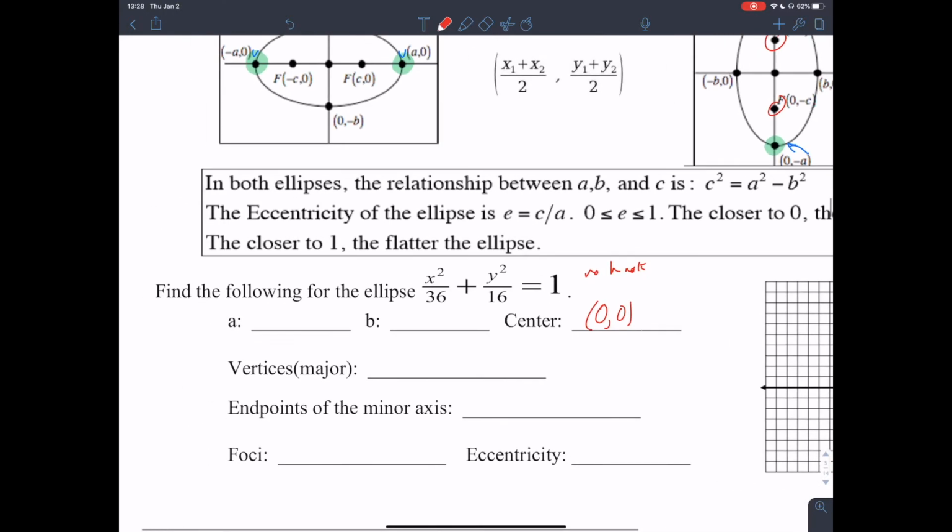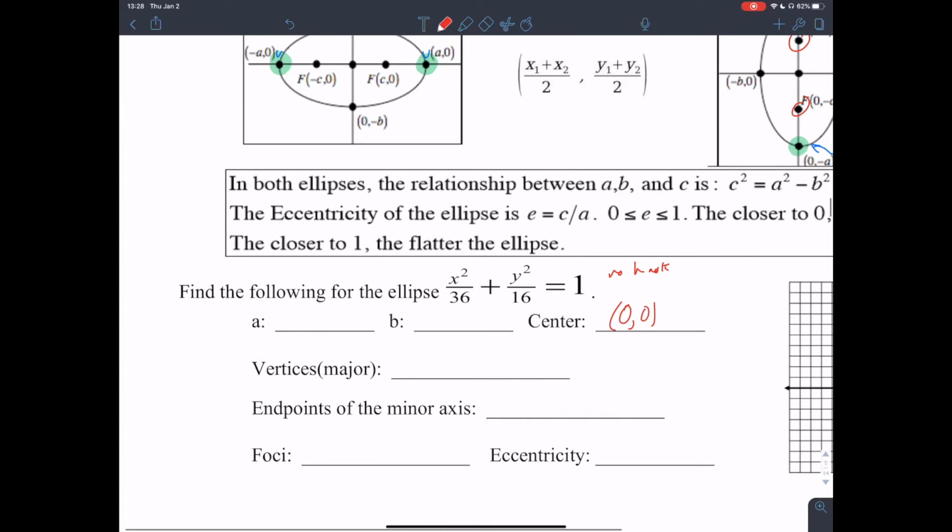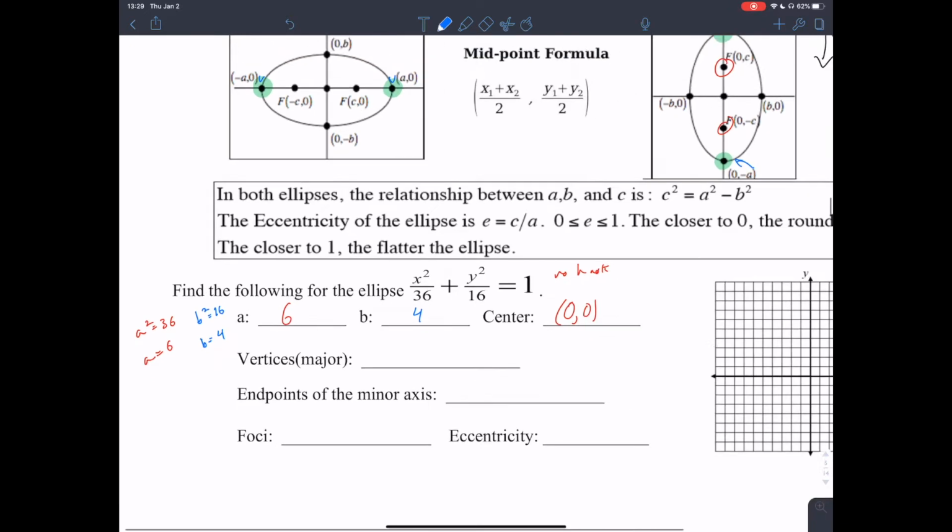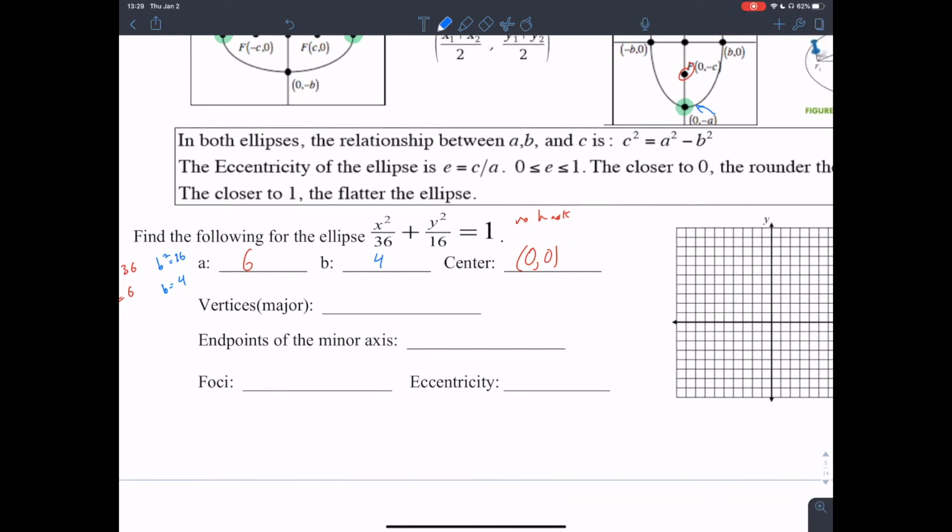Now, a is always the bigger number, okay? So the bigger number would be 36, but that's a squared is 36. If we square root both sides, a equals 6. So now we know that a is 6. B, same idea. I'll do that one in blue. So b squared is 16. And so regular b, if we square root both sides, is just going to be the square root of 16, which is 4. In this one, you don't need plus minus because the numbers are just positive. Those are the distances.